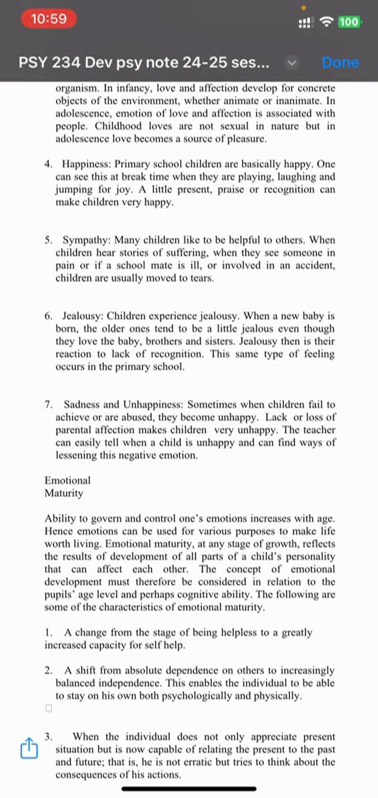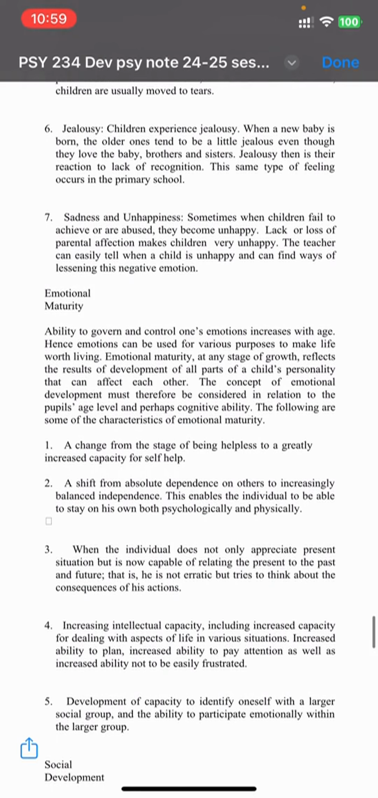Then, as you know, children can be sad and unhappy. Now, emotional maturity. The ability to govern and control one's emotion increases with age. Hence, emotion can be used for various purposes to make life worth living. Emotional maturity at any stage of growth reflects the result of development of all parts of a child's personality. So, emotional maturity shows that the child's personality is developing properly. These can affect each other. The concept of emotional development must therefore be considered in relation to the pupil's age level, and perhaps cognitive ability.